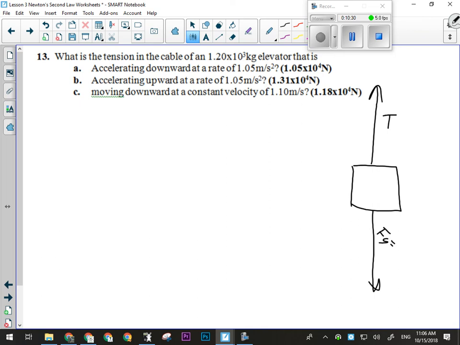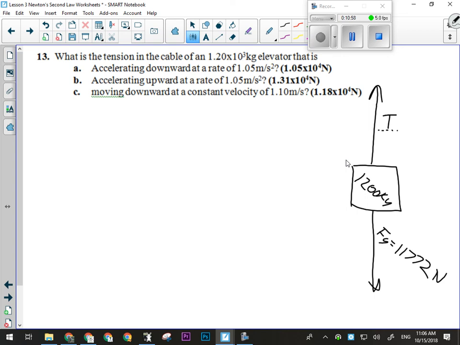We know the mass of the elevator is 1,200 kilograms, which means that the force of gravity is 11,772 newtons downwards. That's going to be the same for all A, B, and C because it's the same elevator. What changes is the acceleration of the elevator, because the tension in the cable is different depending on whether it's accelerating downwards, accelerating upwards, or traveling at a constant velocity.